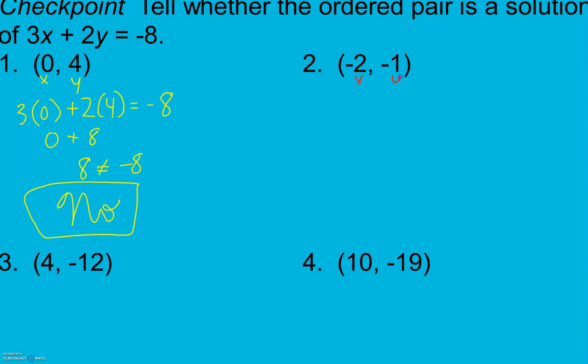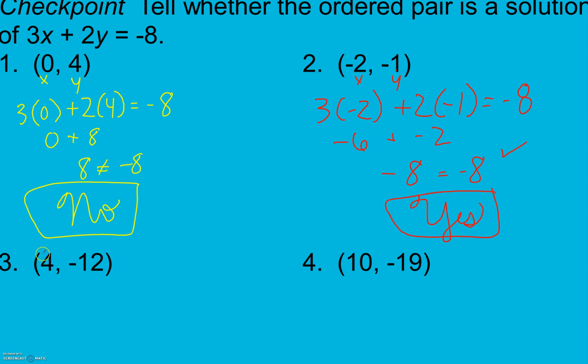x is negative 2, y is negative 1. 3 times, instead of x, I write negative 2, plus 2 times, instead of y, I write negative 1. Negative 6 and negative 2 give me negative 8, which does equal negative 8. That checks. This one is a solution.